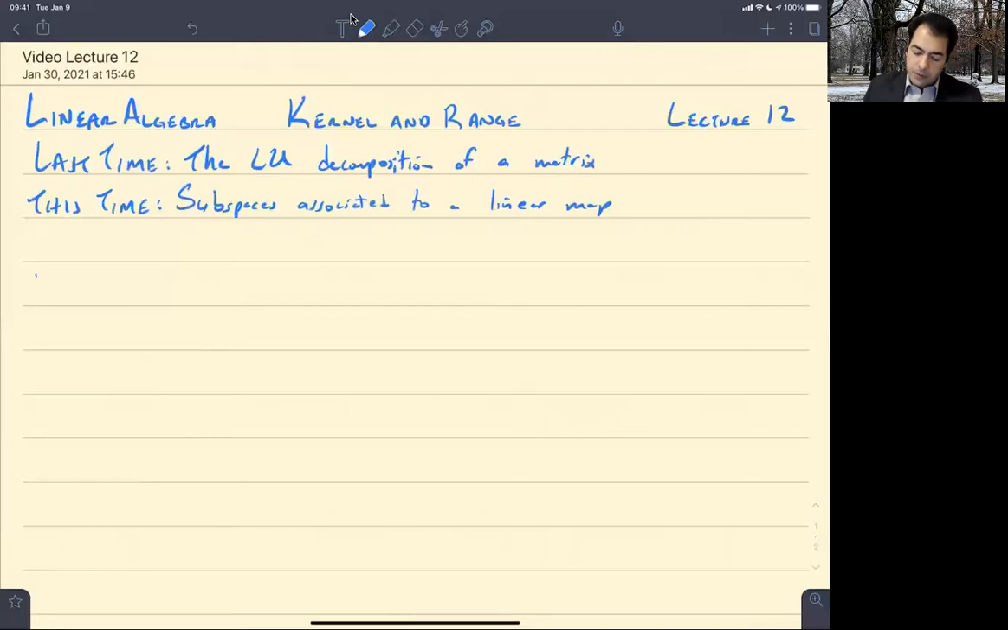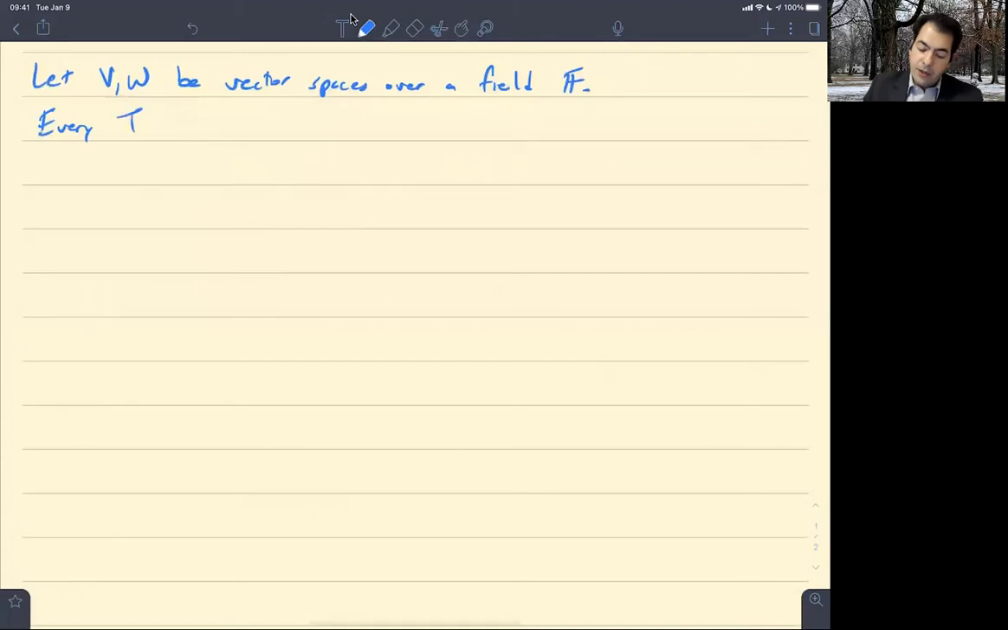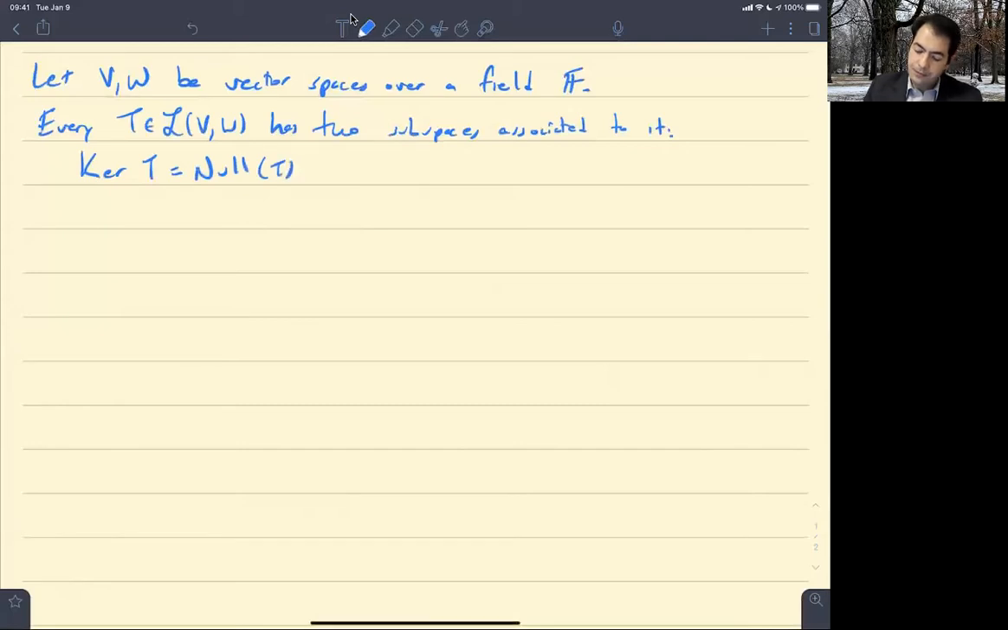Okay, so let V and W be vector spaces over a field F. Every linear map T from V to W has associated to it two subspaces, one a subspace of V and the other a subspace of W. So we have the kernel of T, also known as the null space of T, which is inside V, and we have the range of T, which is also denoted T of V, which sits inside W.